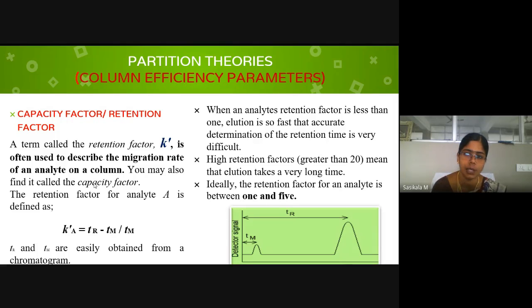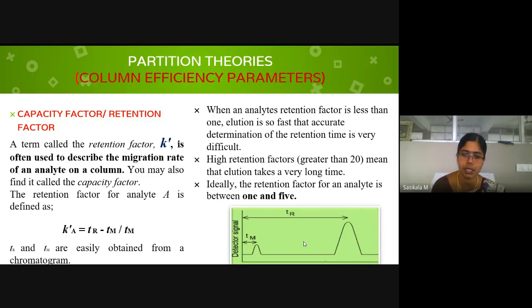If the retention factor is below 1, then elution will be very fast. You will not get a defined peak for calculating retention time. That's why determining retention time is very difficult if it is very low and the elution is very fast. And if an analyte has a high retention factor, greater than 20, then it takes a very long time for elution.